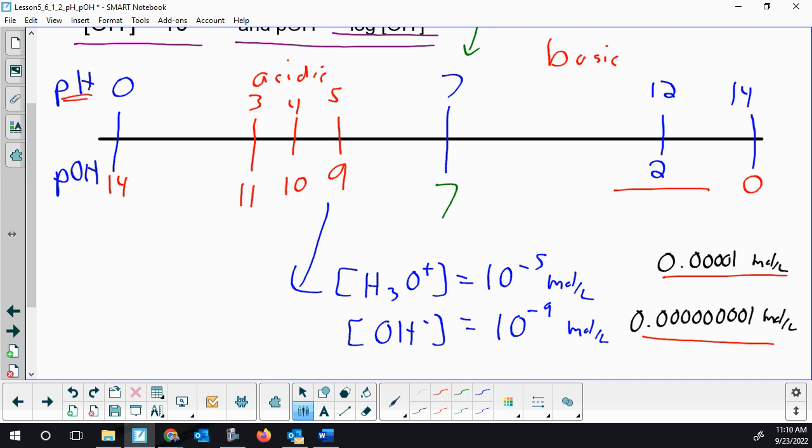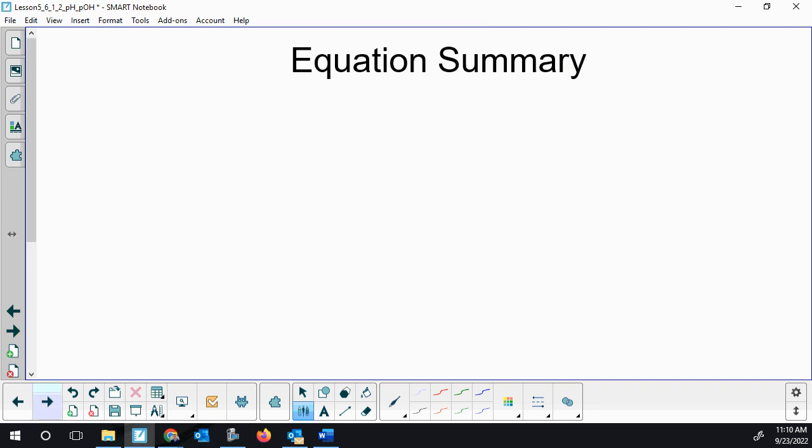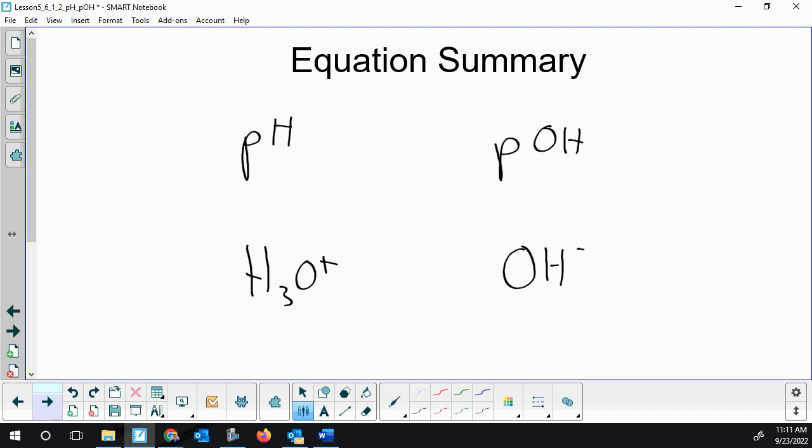So summarizing everything, so nothing new. We've got pH, we've got pOH, we've got hydronium, and we've got hydroxide. We kind of have these 4 different quantities. Probably the simplest to go back and forth with is the top. Those sum to 14. So pH plus pOH equal 14.